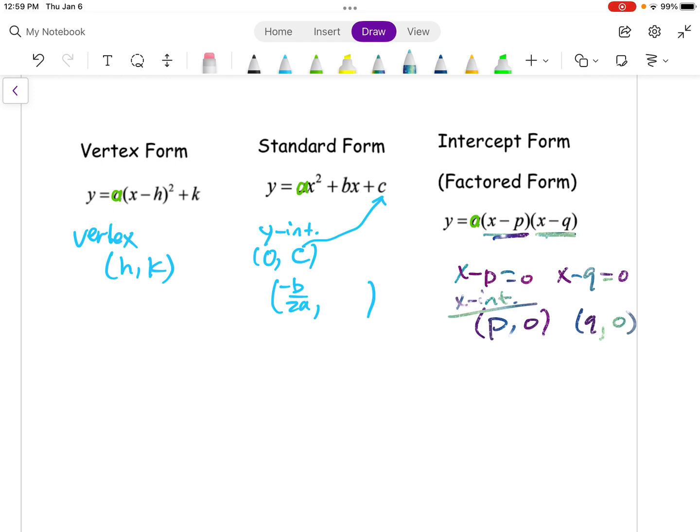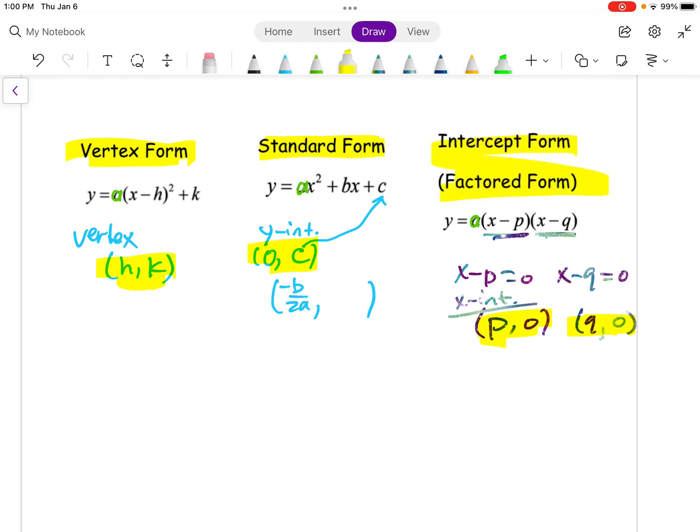So what form do we want it in? Well, that really depends on what we're trying to accomplish. If I want the vertex, then the easiest form to have it in is the vertex form. That gives you the vertex right there. If it's in standard form, then, hey, that's great for finding the y-intercept. So if I want the y-intercept, I want it in standard form. If I want the x-intercepts, where it crosses the x-axis, I know what p and q are, then I want it in this intercept factored form.